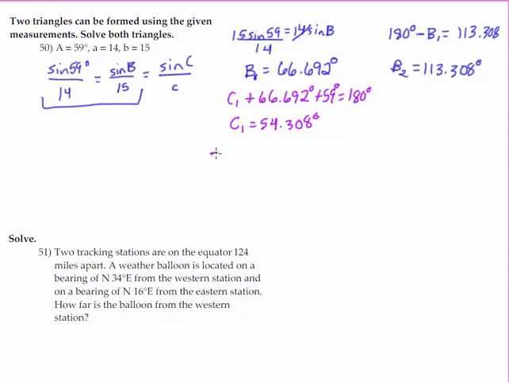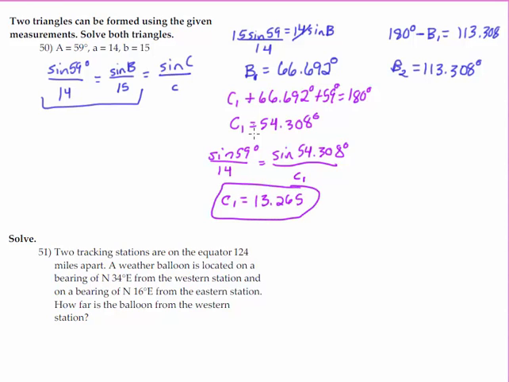And so then we can set up, I would use what you started off knowing, sine 59 over 14 equals sine of 54.308 over C1, because we're still on our first triangle. And then cross multiply, so 14 sine 54.308 divided by sine 59, which gives 13.265. Okay, so that is all of our information for our first triangle.